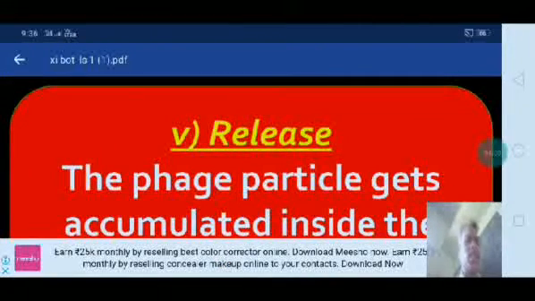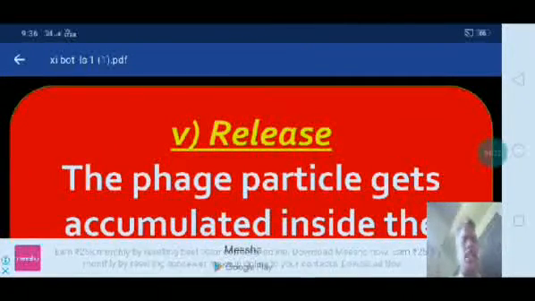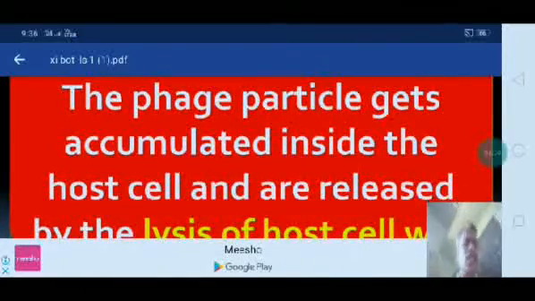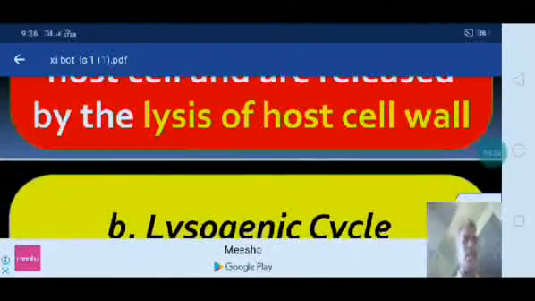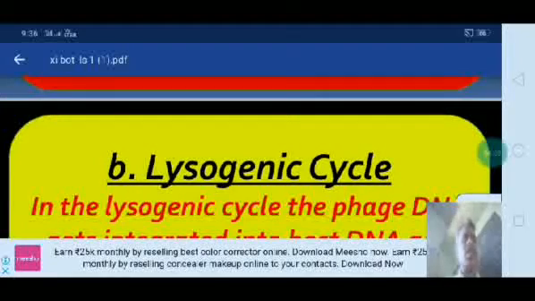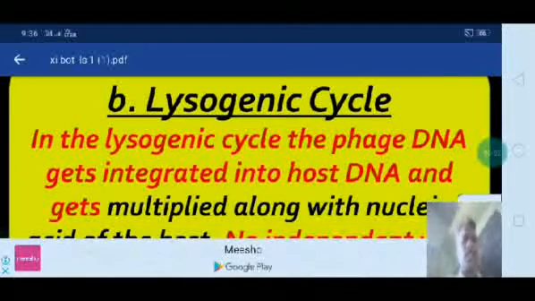Then the last one is the release. The phage particles get accumulated inside the host cell and are released by the lysis of the host cell wall. That is the lytic or virulent cycle. Then lysogenic, there is a simple concept.